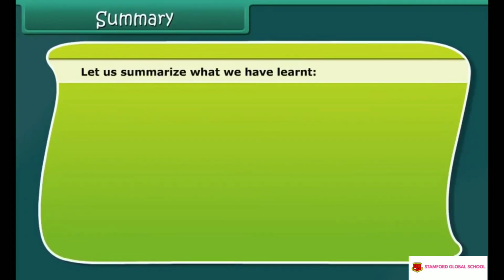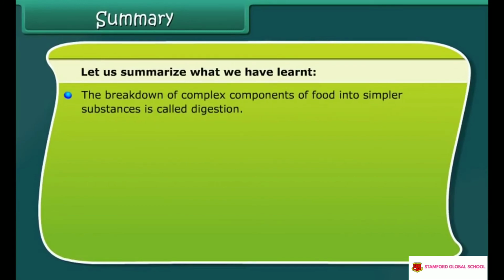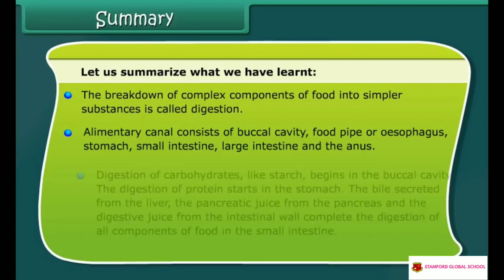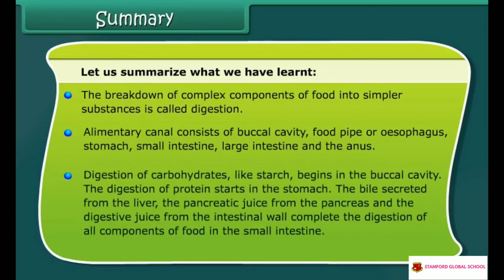Let us summarize what we have learned. The breakdown of complex components of food into simpler substances is called digestion. Alimentary canal consists of buccal cavity, food pipe or esophagus, stomach, small intestine, large intestine, and the anus. Digestion of carbohydrates like starch begins in the buccal cavity. The digestion of protein starts in the stomach.